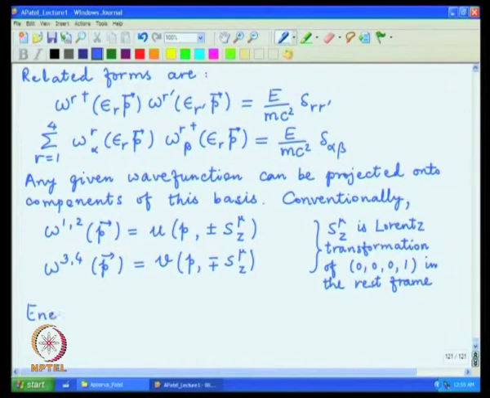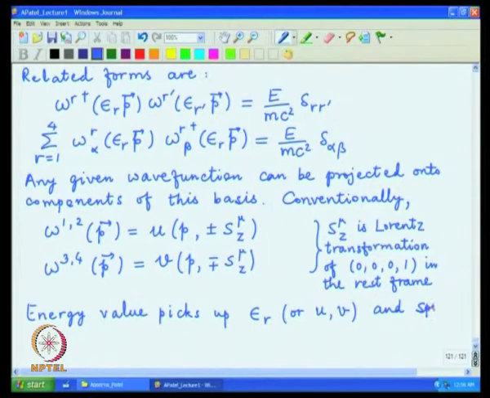Energy value picks up epsilon r, or equivalently the choice of u or v, and spin value picks up up, down, along z axis in the rest frame.